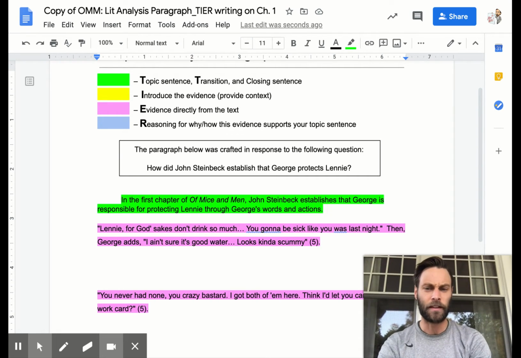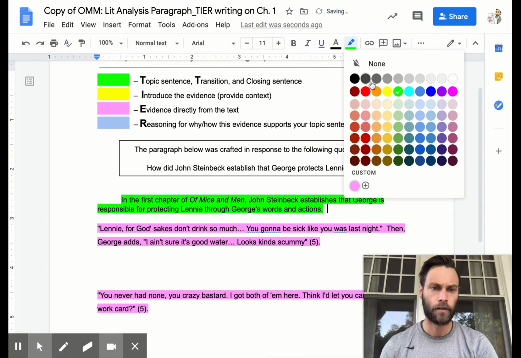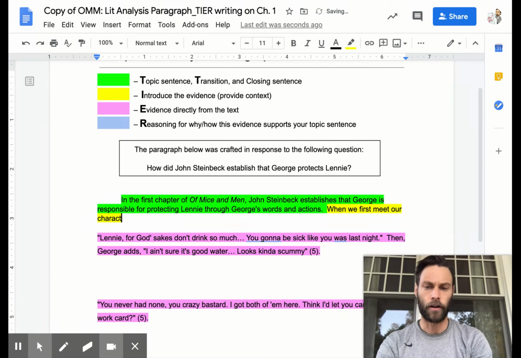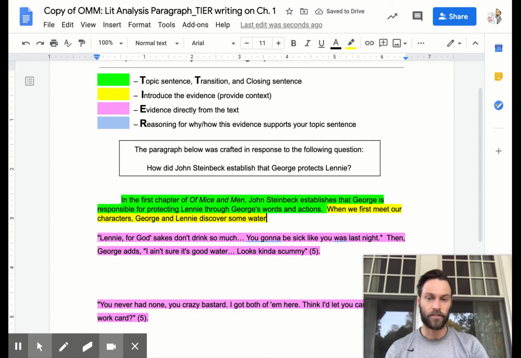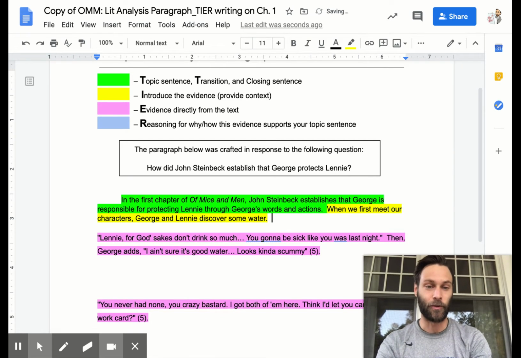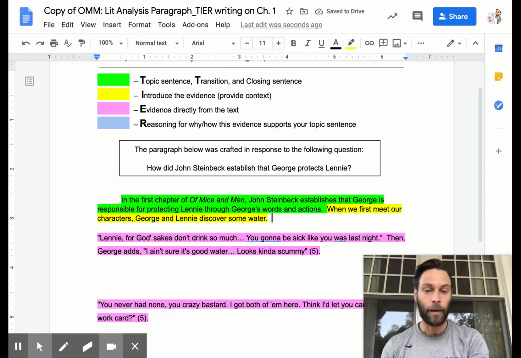So I'll say something like, oops, sorry, let me get that in yellow for us. When we first meet our characters, because again, we're using chapter 1, George and Lenny discover some water. So now I'm setting this scene, right? Like, don't drink so much. I'm not sure it's good water. I need to establish that they've come across this stream of sorts. And then, of course, what prompts George to say, Lenny, for God's sakes, don't drink so much? What did Lenny do? I've got to set that up.